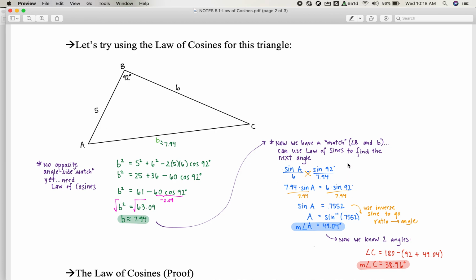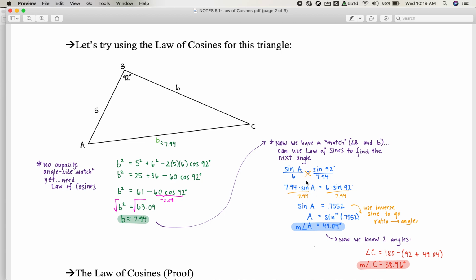So now I have this proportion here, and as we saw in the last lesson on law of sines, I can just cross multiply here. That gives me 7.94 times sine of A equals 6 times the sine of 92. Use division to undo the multiplication.